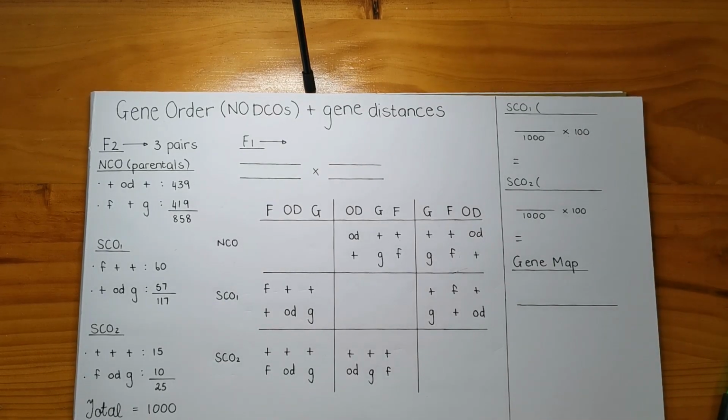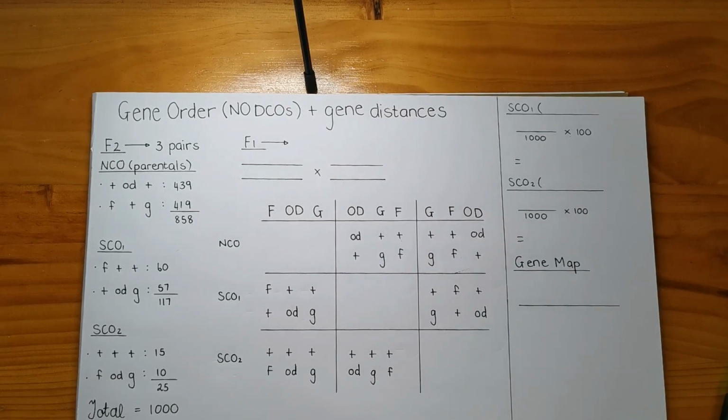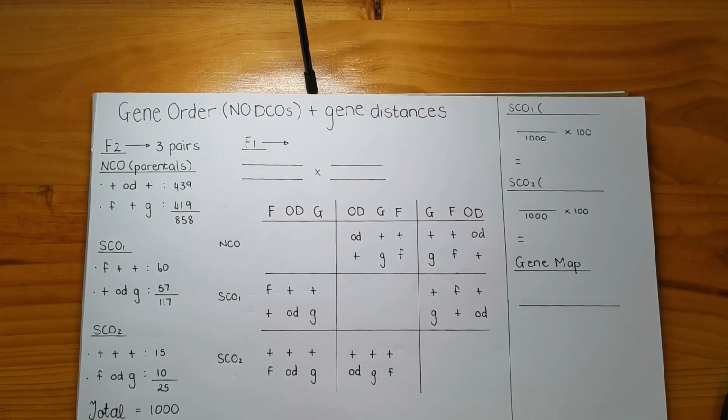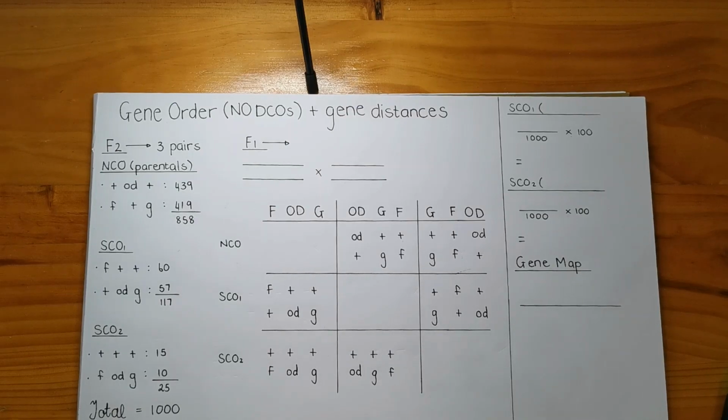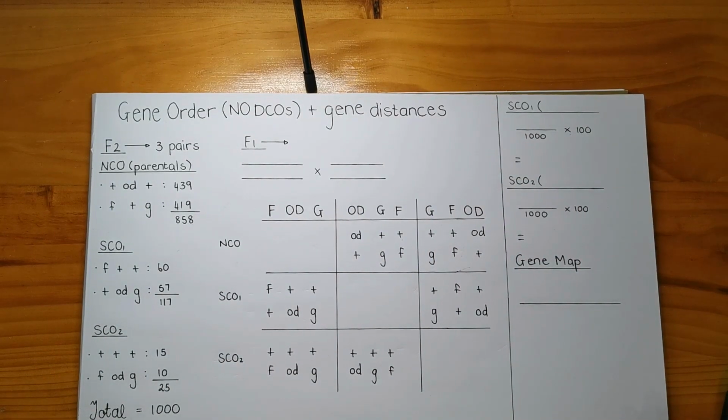Alright, for this question, let me just get it on my own computer. For this question, they specifically want the gene order and the map distances between the three genes, right? What they've given you is the F2 offspring, and they've also told you what the F1 parents look like. Before we look at all of this, I just want to explain it to you.